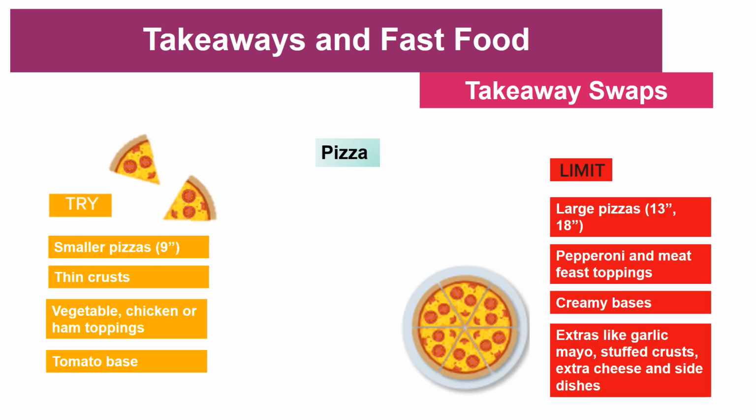Okay, so now on to pizza. When ordering pizza, try to go for a small size like a 9-inch with a thin crust with toppings like vegetable, chicken or ham toppings and tomato bases. So try to avoid larger pizzas, those 13-inch and 18-inch that have pepperoni or meat feast type toppings and creamy bases. Also avoid any added extras such as garlic mayo, stuffed crust and extra cheese, as once again these can increase the energy of your takeaway. You could even try making your own pizzas with a tortilla wrap, and that could be something fun to do with your friends.